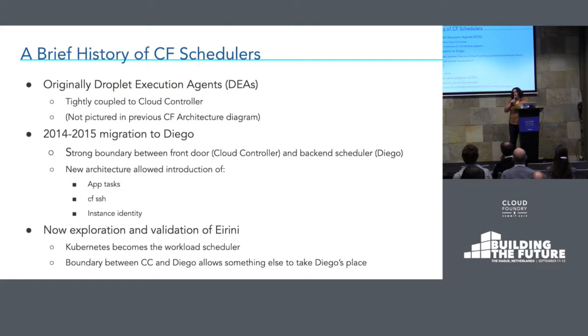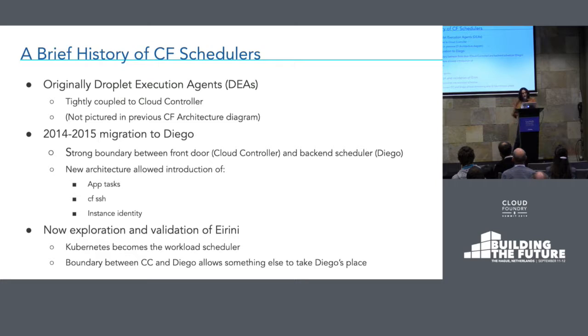So in 2015, around that time, we migrated to Diego, which introduced a very strong line between the cloud controller and the component responsible for running your apps and running your tasks. It allowed us to develop a lot of new features and add those to the system. This was written in Go. The DEAs were written in Ruby. So this was called Diego because it's DEAs written in Go.